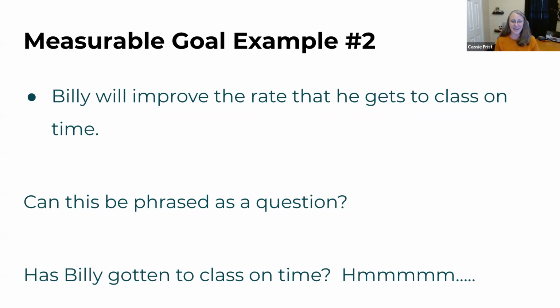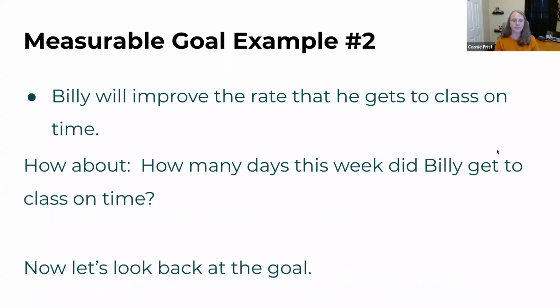Has Billy gotten to class on time? Well, kind of, right? That kind of is a question. So Billy will improve the rate that he gets to class on time. Has Billy gotten to class on time? Well, yes or no. It doesn't really show us over time. We'd have to track this probably every day. It's not super measurable. Let's look at some rewording.